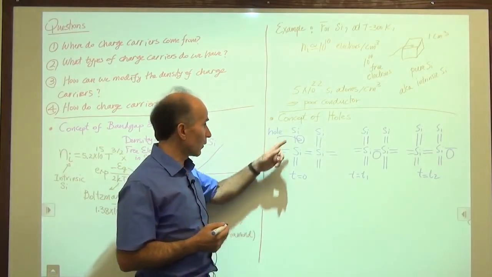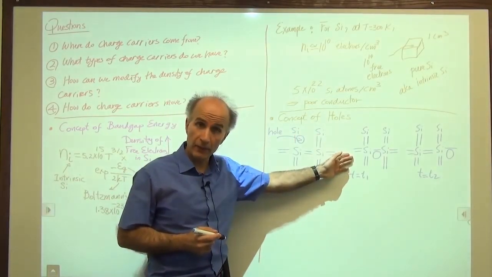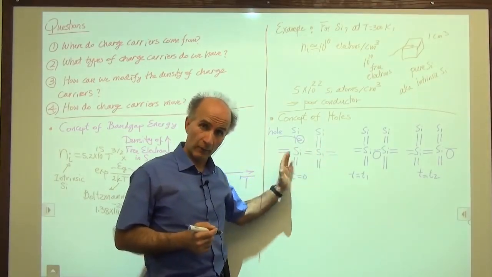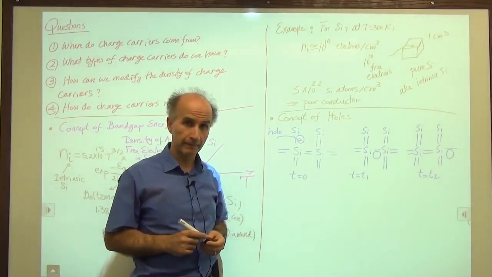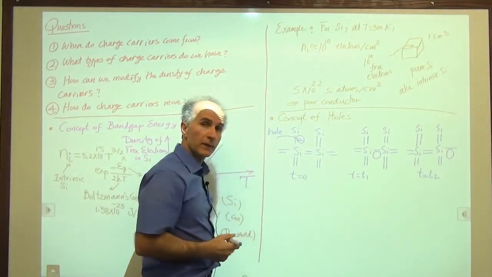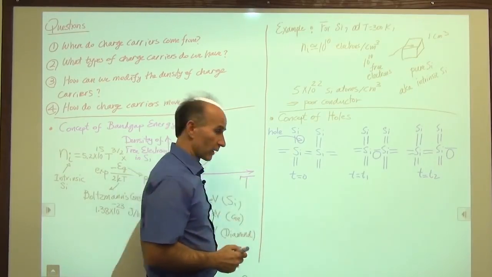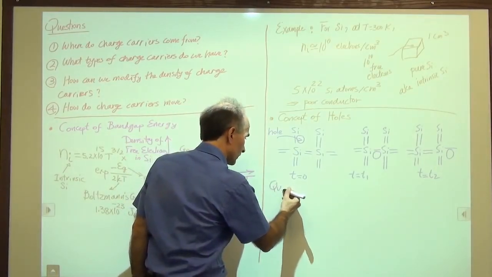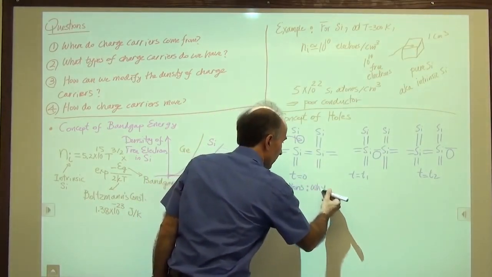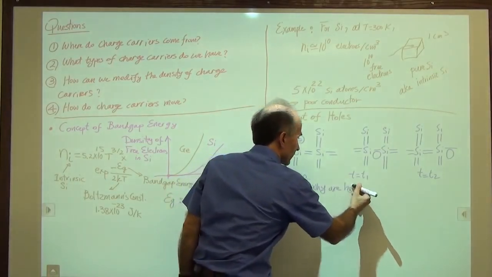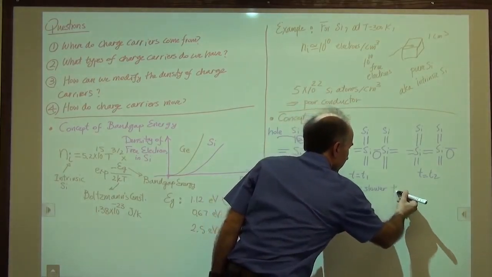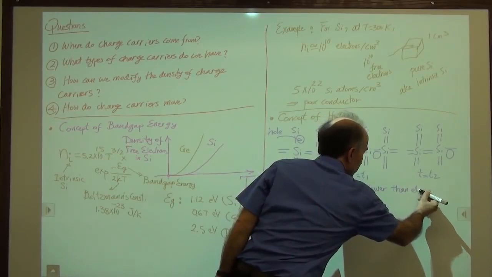All right. If holes go from left to right, we have positive current going from left to right. If electrons go from left to right, we have negative current going from left to right. So that's something to remember. I also want to emphasize that conduction by holes is not the same as conduction by electrons. So let me raise a question here. Why are holes slower than electrons?